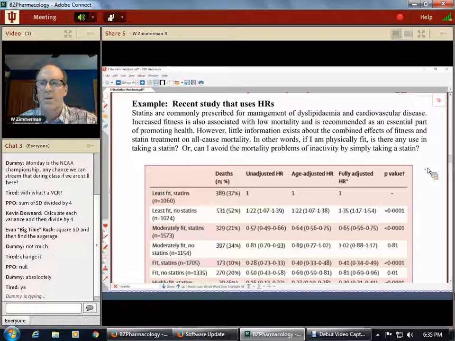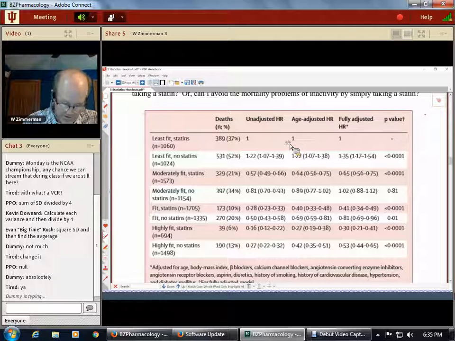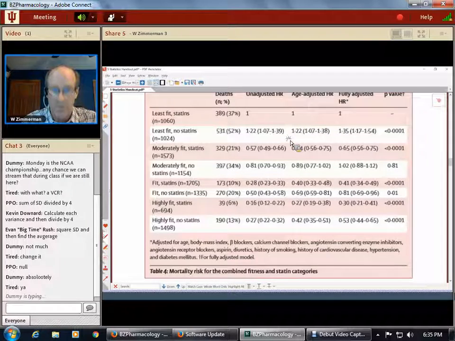So my question to you guys is, if I'm physically fit, is there any reason to take a statin? Or can I avoid the mortality problems of inactivity? If I want to be a couch potato, just take a statin, don't worry about it. That's what this table's answering here. Let's take a look at this. First of all, I want to look at the very bottom here.